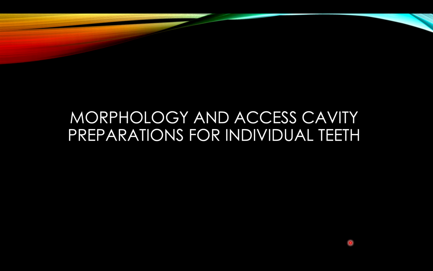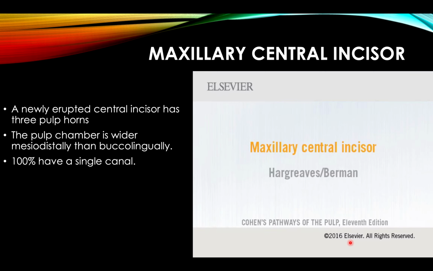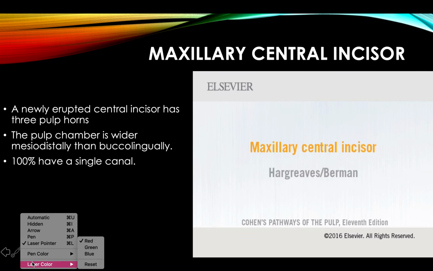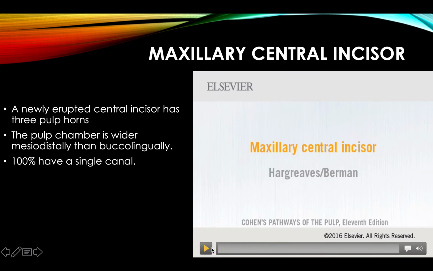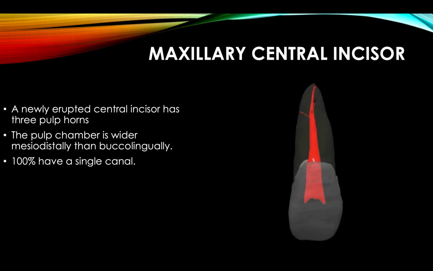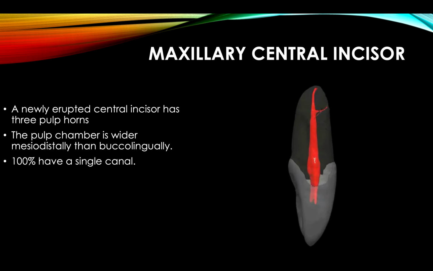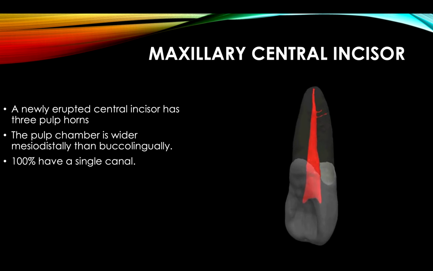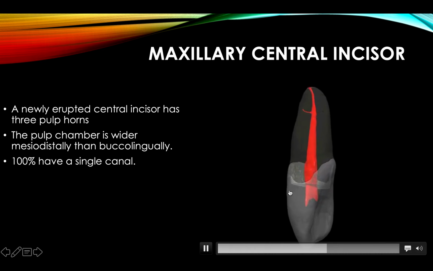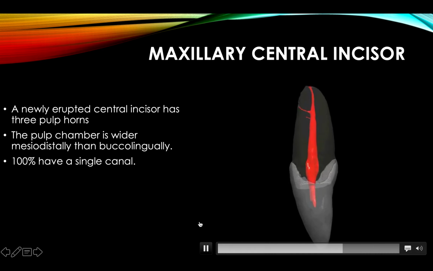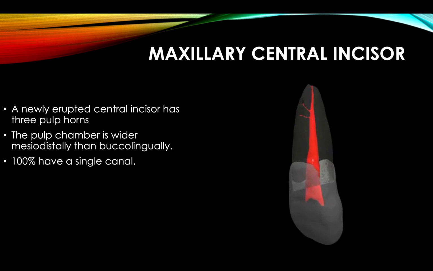Now let's talk about the morphology and access cavity preparation for individual teeth. We will start with the maxillary central incisor. Now, a newly erupted central incisor will have 3 pulp horns corresponding with the mamelons. The pulp chamber in the maxillary central incisor will be wider mesio-distally than buccolingually. The image you're looking at is a 3-dimensional reconstruction of a micro CT of the maxillary incisor.